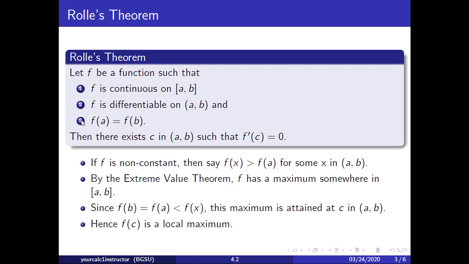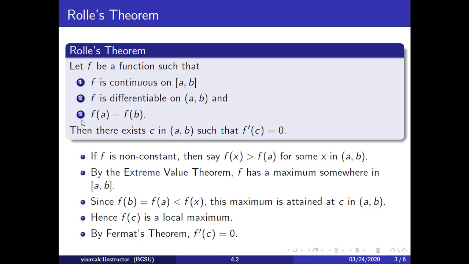Now, what do we know about local maximums? Well, we know that they are, by Fermat's theorem, located at critical numbers. A critical number, remember, is a number c such that either f prime of c equals 0 or f prime of c does not exist. Here, however, we are assuming that f is indeed differentiable. Therefore, f prime of c does exist, so f prime of c equals 0. Thus, we conclude the proof of Rolle's theorem.